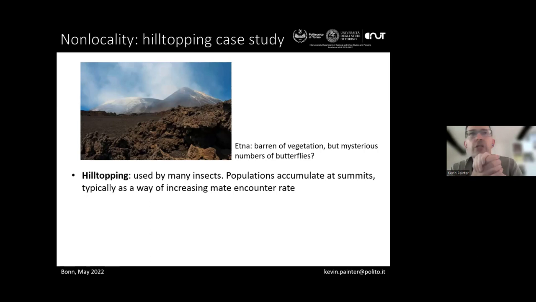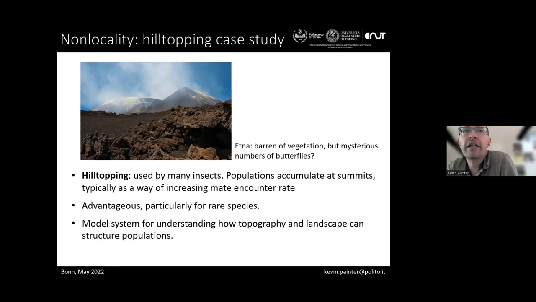Certain insects are known to accumulate at summits as a way of increasing their likelihood of finding a mate. You need to find a mate quickly as a butterfly because you only live a few days. So it's imperative to find a mate quickly. If you agree to meet in certain places, that will increase your likelihood. This is meant to be advantageous, particularly for rare species, but more generally, it's used as a model system for how the topography and the landscape can help structure populations.